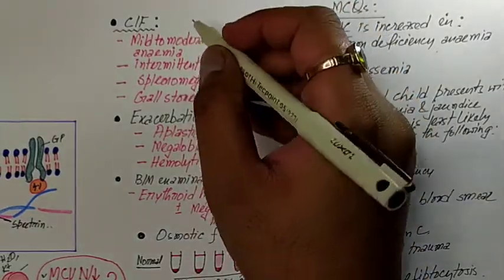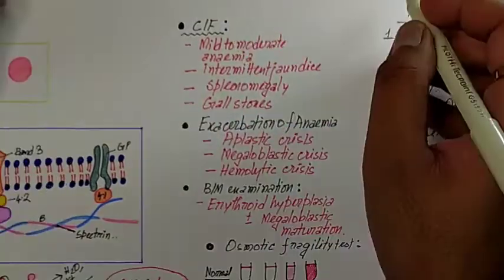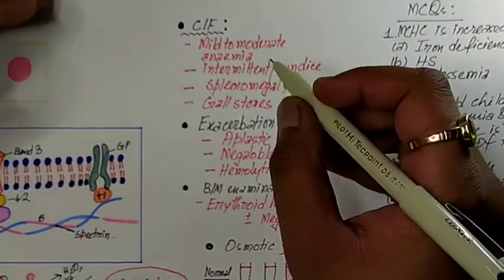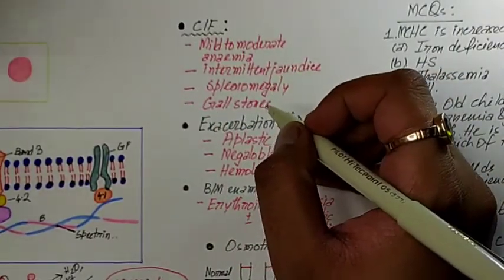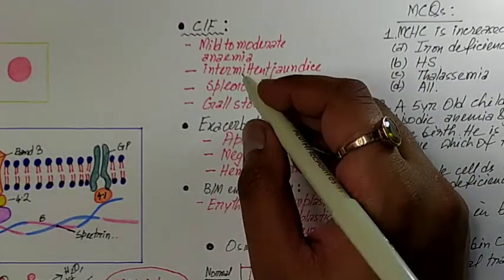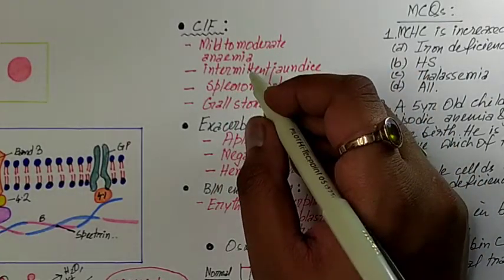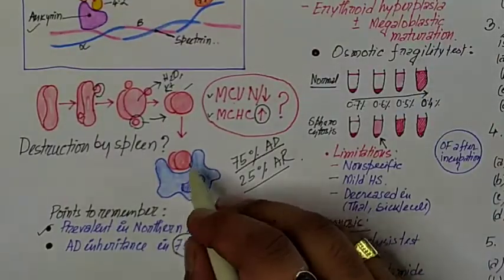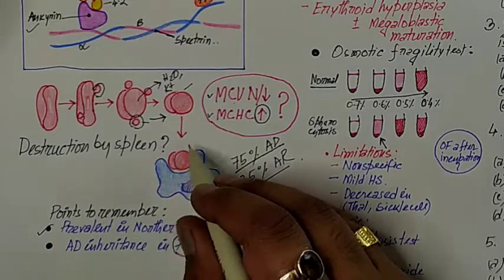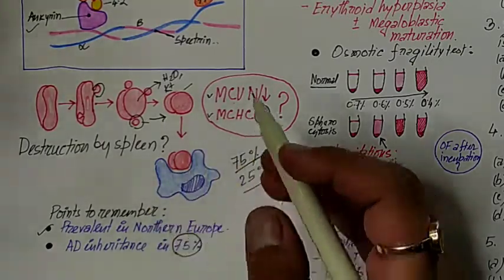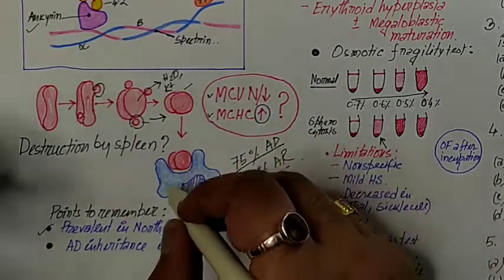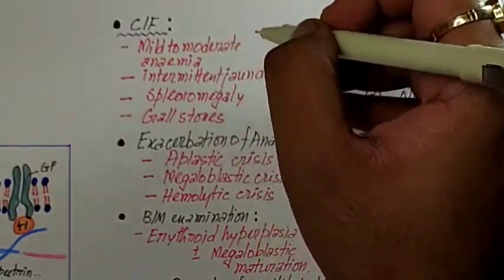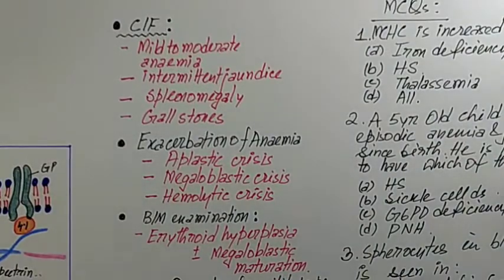Now let's talk about the clinical features. There is presence of hemolytic anemia, that means there is destruction of the RBCs, and this type of destruction is usually extravascular. That means the RBCs are destroyed mainly in the reticuloendothelial system, and principally it occurs in the spleen. So there is extravascular hemolysis in case of hereditary spherocytosis.